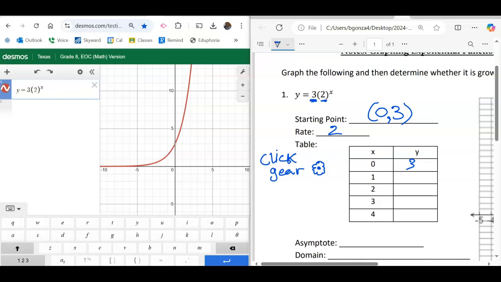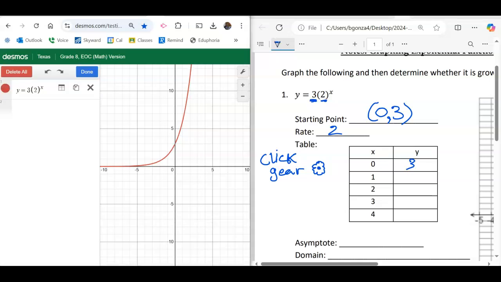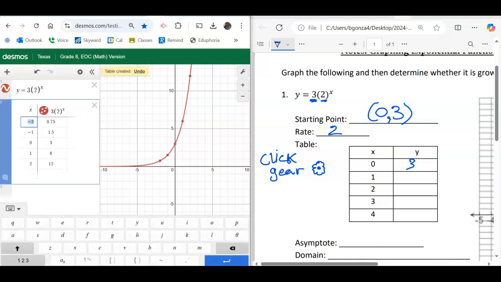So you click the gear, and once you do that, then you have some options, and then you see this option off to the left here. This looks like a little table. You want to click a little table. Cool? So you click the gear icon, then you click the table icon. And again, the table icon looks like this. If you click those two, you'll see off to the left here, now I have my table based on that equation, right?